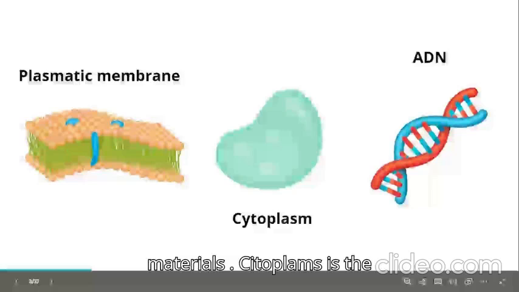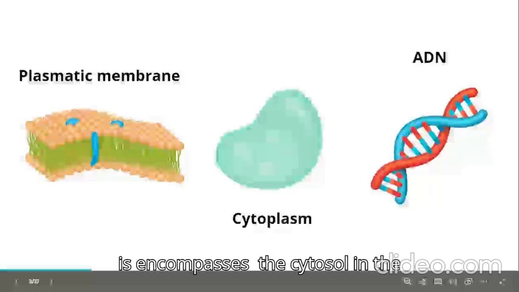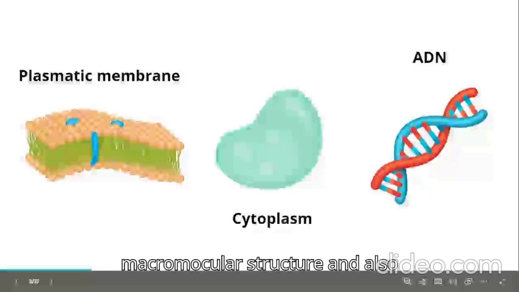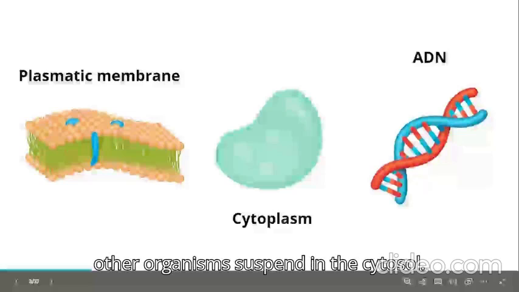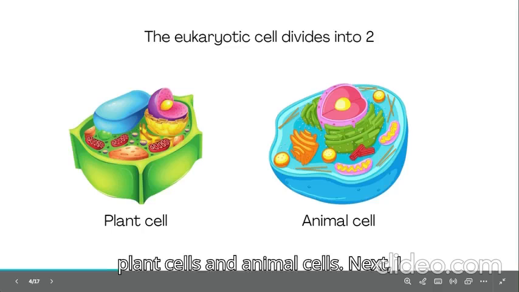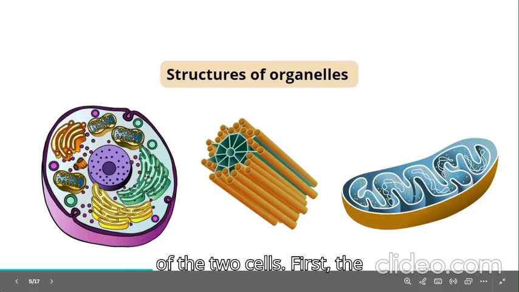This is cytoplasm, the fluid that fills the cells. It encompasses the cytosol, filaments, ions, proteins, and macromolecular structures, and also other organelles suspended in the cytosol. The eukaryote cell divides into plant cell and animal cell. Next, I will visit the different organelles of the two cells. First, the organelles.